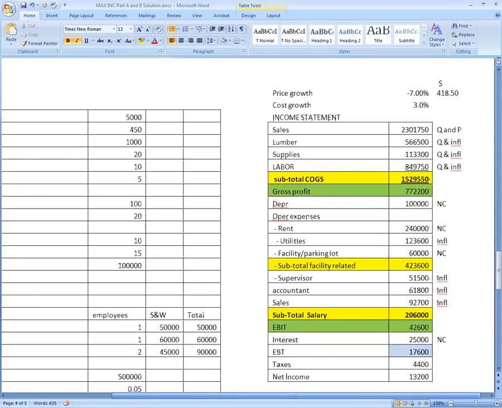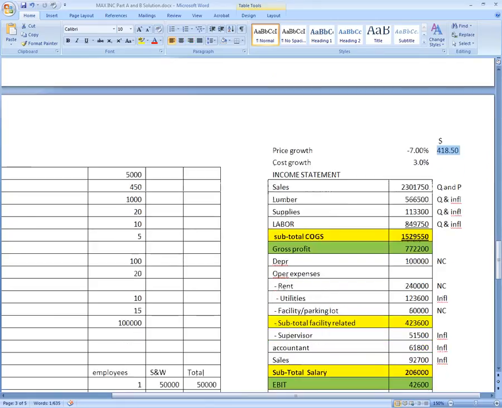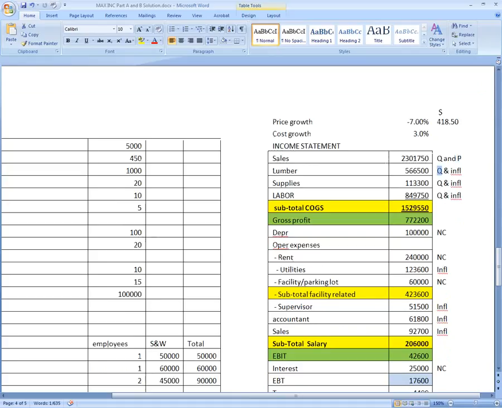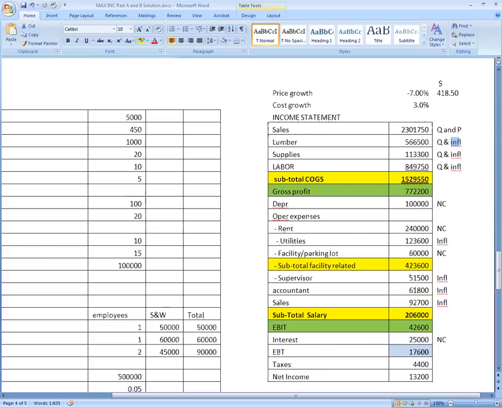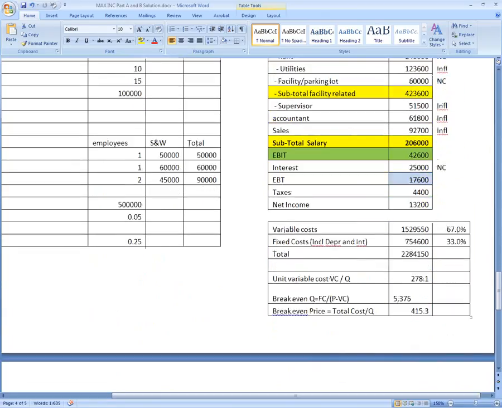And the nuance is that we need the new quantity, which is 10% higher. We need the new price, which is 7% lower. And then we calculate the sales, which is the new quantity times new price. Lumber is going to be new quantity. Obviously, more tables we make, more lumber we'll have to buy, and the cost is higher by inflation. Same thing right here. Depreciation, no change, and so on. And we get the net income. And then from there, we can figure out the break-even just like we did with the other one.